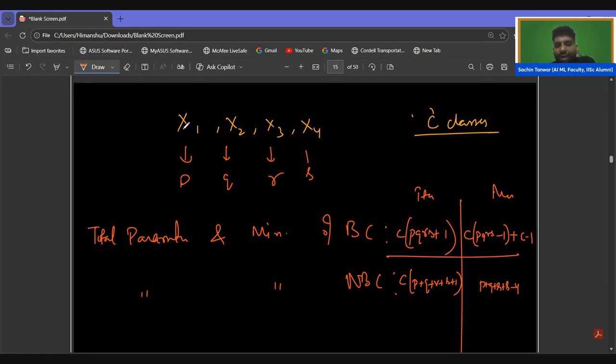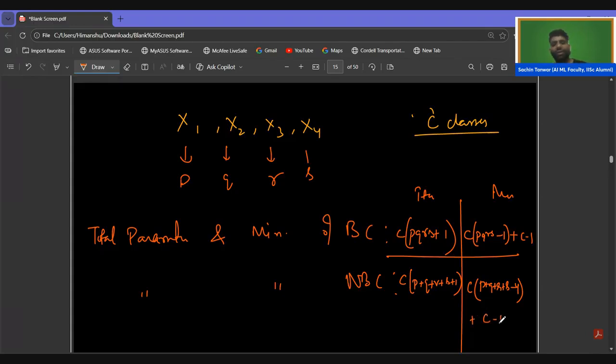Because I was subtracting 1 for each of these, because for just a single class right now I'm talking about, I need P minus 1 values, Q minus 1 values, R minus 1 values, S minus 1 values. So all in all, what is the sum? P plus Q plus R plus S minus 4 per class. Plus how many priors? C minus 1.